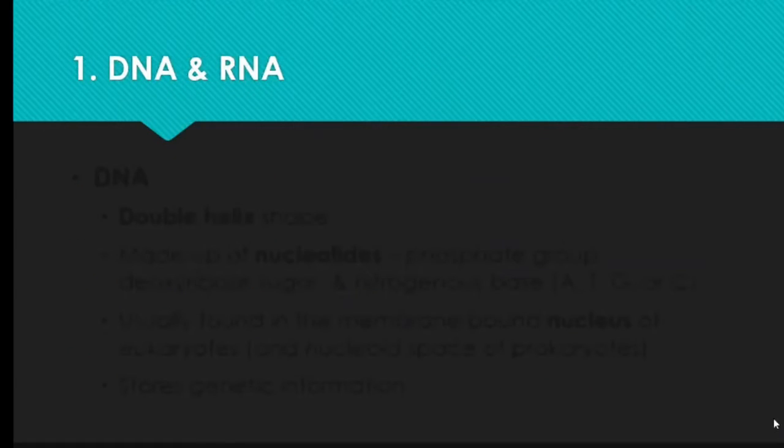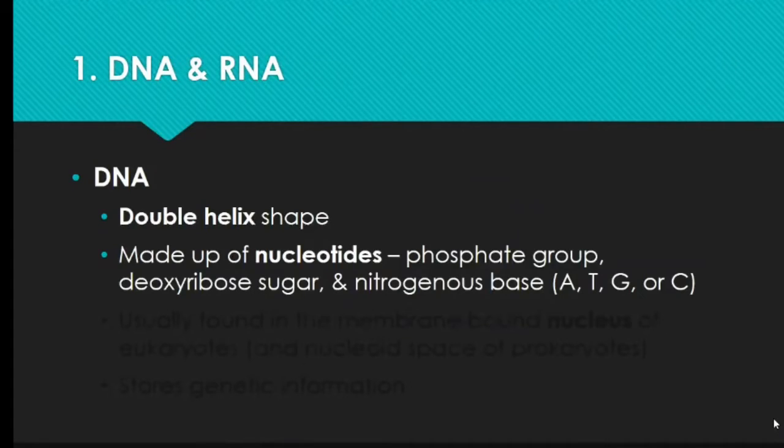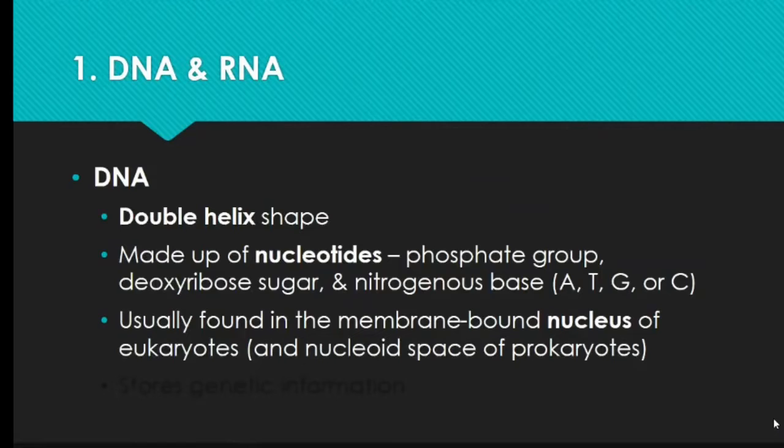So first off, DNA and RNA. DNA, it's a double helix shaped molecule. It looks like a twisted ladder. It's made up of individual molecules called nucleotides. Those nucleotides each have 3 parts, a phosphate group, a deoxyribose sugar, and a nitrogenous base, either adenine, thymine, guanine, or cytosine. You'll usually find DNA inside of the nucleus of a eukaryote.